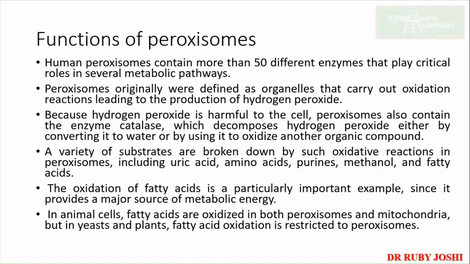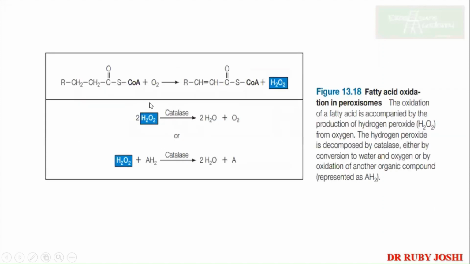So in animal cells, fatty acids are oxidized in both peroxisomes as well as mitochondria, whereas in the case of yeast and plants, fatty acid oxidation is restricted to the peroxisomes. Now, look at this figure here. What we are showing here is that there is a fatty acid.